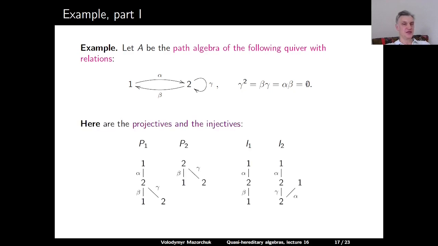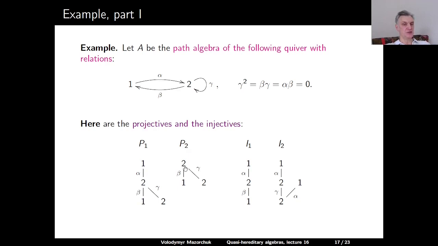So here are the projective and injective modules. So P1, we start at 1, we follow by alpha to 2, and then we go by gamma to 2, or we can go from 2 by beta to 1, and then we hit the relations.